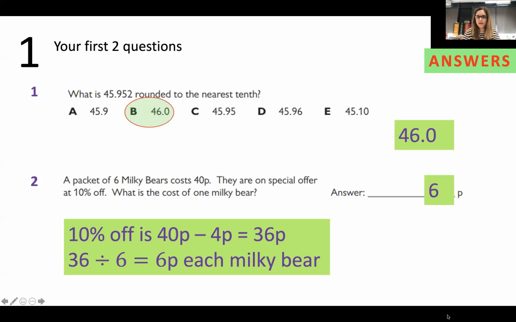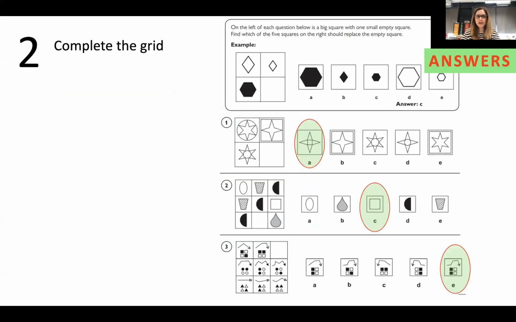1 Milky Bar costs 6 pence and 6 cost 36. Okay, second question. First one, you've got a star inside a circle, and this one, you've got a circle inside a star. So we've got a star inside a square. So this one, we're going to have a square inside a star.